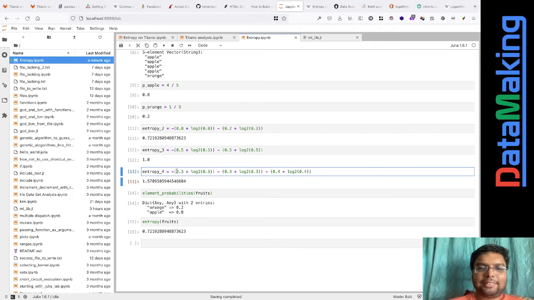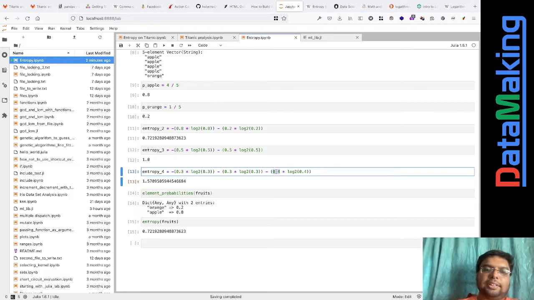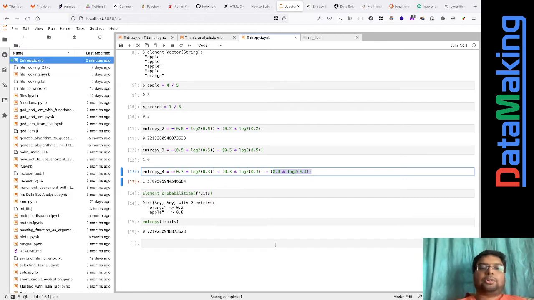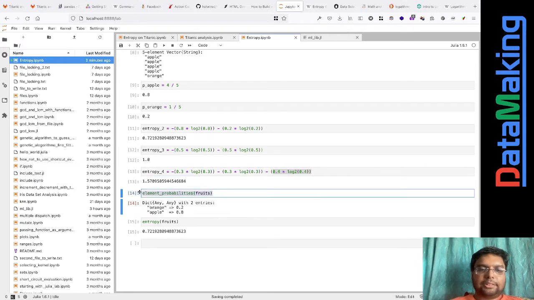So let's say we have another 3 fruits in the basket. One has probability 0.3, another has probability 0.3, and another has probability 0.4. So we have 10 fruits: 3 are apple, 3 are orange, 4 are sapota. Now we plug into this entropy: entropy of apple, orange, sapotas. Now this is more impure, as there are three fruits, and so the entropy is 1.57. And I've written a function called element probabilities. So here.